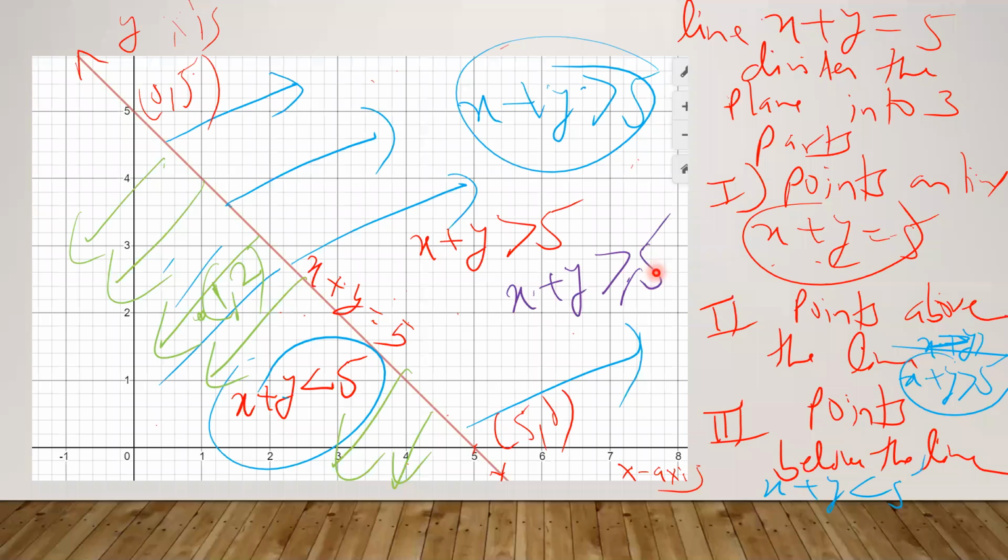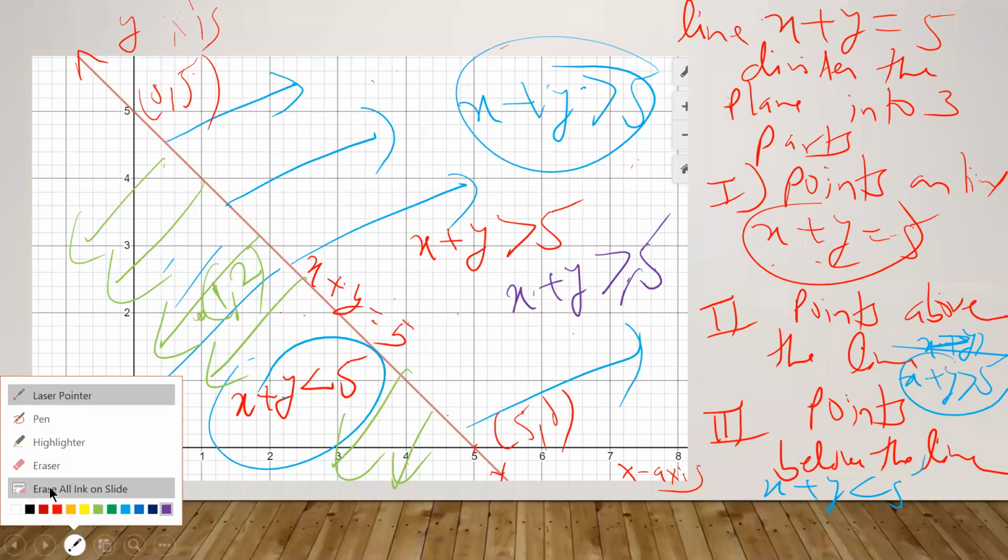x plus y greater than or equal to 5 will include x plus y greater than 5 as well as equal to 5. Now, greater than 5 means above the line, equal to 5 means this. So this will be all the points on this line as well as here. Okay, this portion.